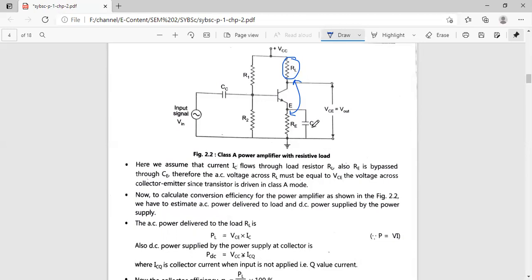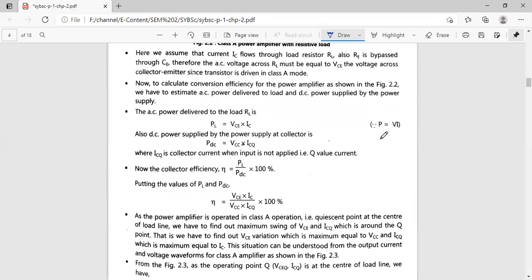Now, to calculate the conversion efficiency for the power amplifier as shown in the figure, we have to estimate the AC power delivered to the load. What is the amount of AC power which is delivered to the load? We have to calculate that first. The general formula to calculate power is P is equal to IV. By using this formula, we can easily write PL, because we want to calculate the power across the load resistor.